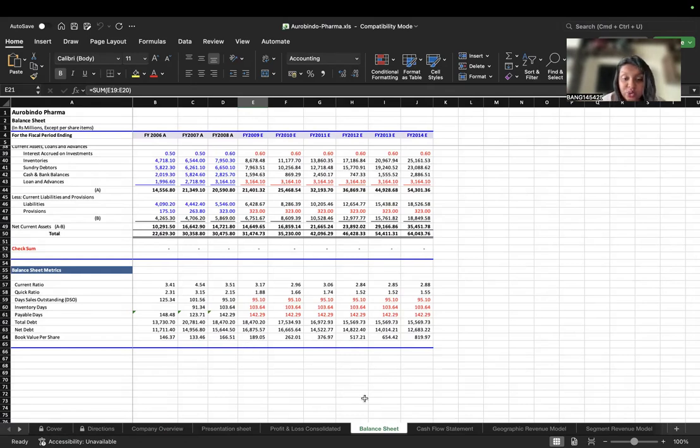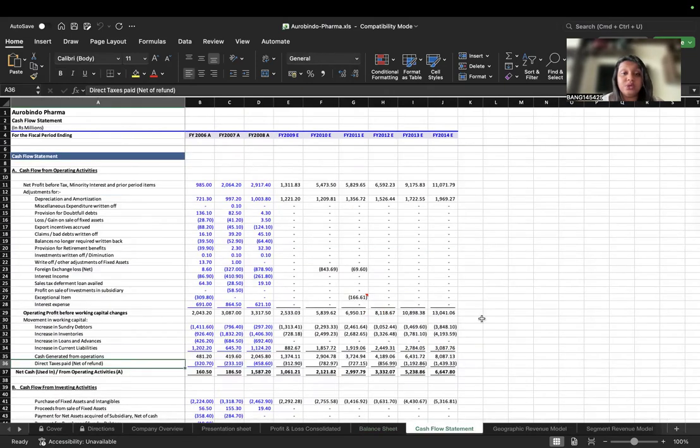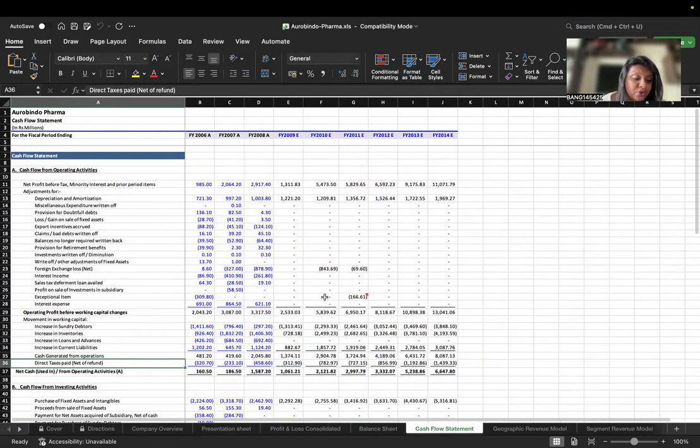So now let's go to the cash flow statement. As you can see, this is the cash flow statement. The income statement can be manipulated, and the balance sheet is a snapshot. So what is the cash flow statement? It is the unvarnished truth. It tracks the real movement of cash, the lifeblood of the business.